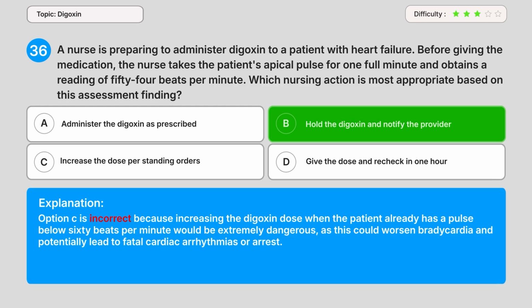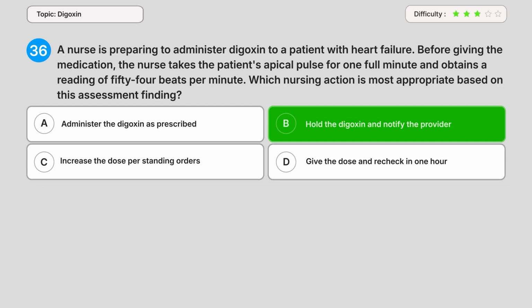Option C is incorrect because increasing the digoxin dose when the patient already has a pulse below 60 beats per minute would be extremely dangerous, as this could worsen bradycardia and potentially lead to fatal cardiac arrhythmias or arrest.